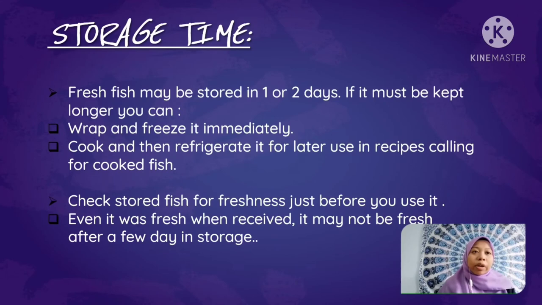Next is storage time. Fresh fish may be stored for 1 or 2 days. If it must be kept longer, you can wrap and freeze it immediately, or cook and then refrigerate it for later use in recipes calling for cooked fish. Next, check stored fish for freshness just before you use it. Even if it was fresh when received, it may not be fresh after a few days in storage.